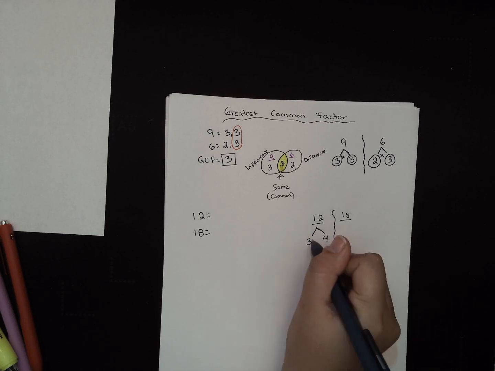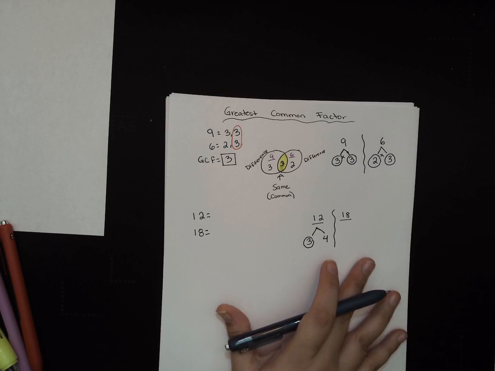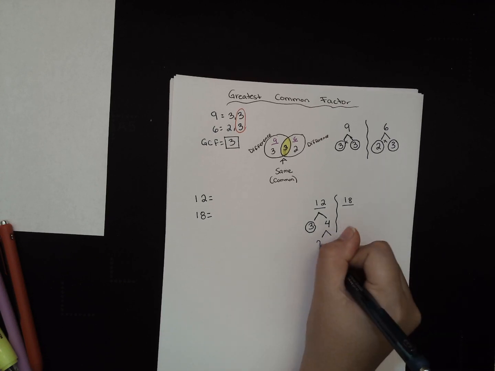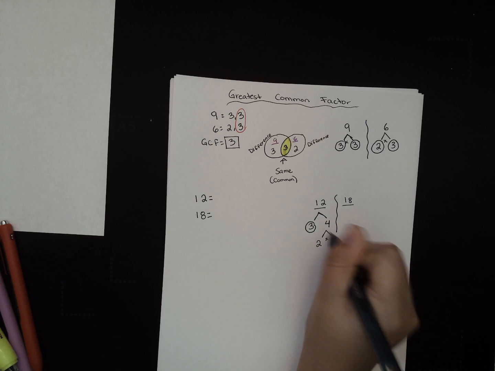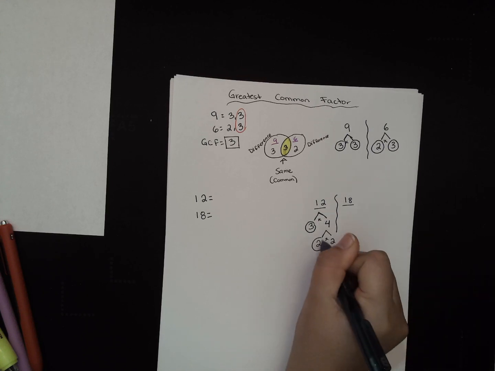3 is a prime. I'm going to circle it. 4 is not a prime because we still have two other numbers, and that would be 2 times 2. Okay, I'm going to put a little multiplication here so you could see. 2, we already know it's a prime, and I'm going to circle it.